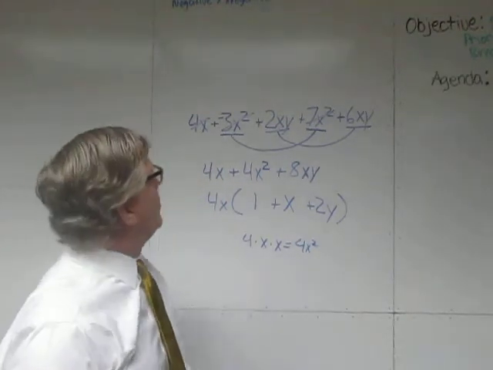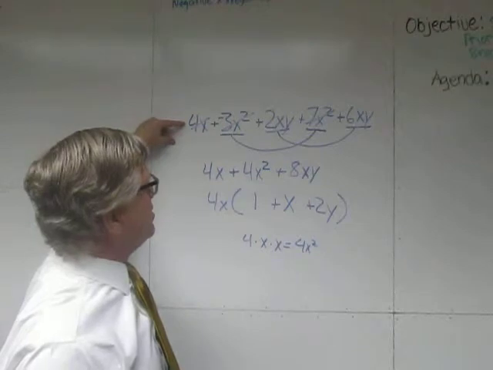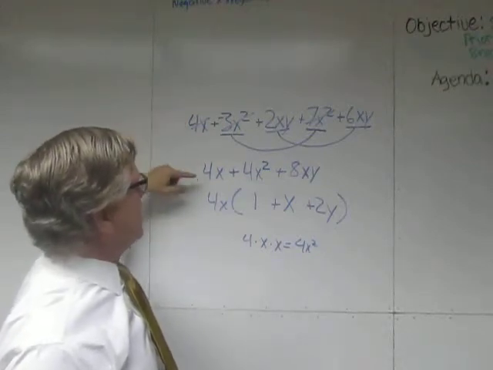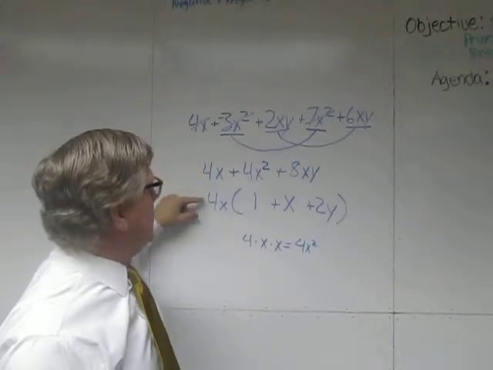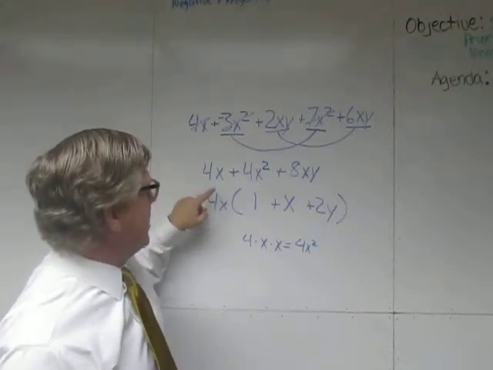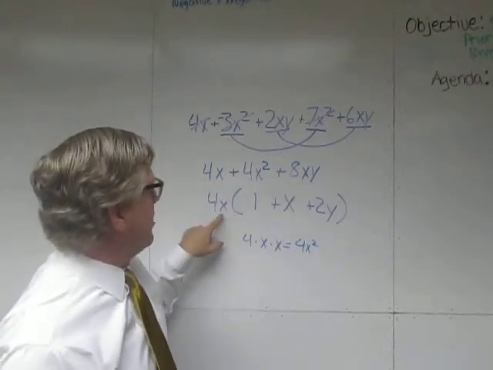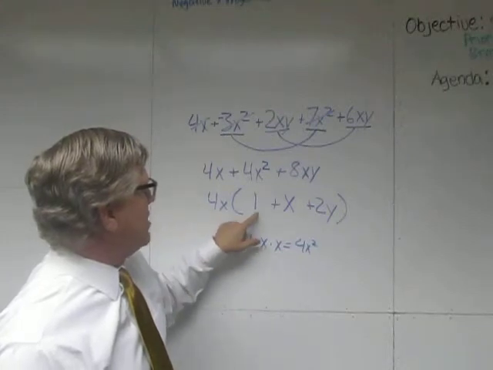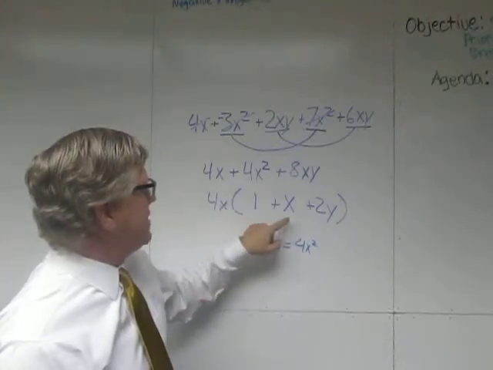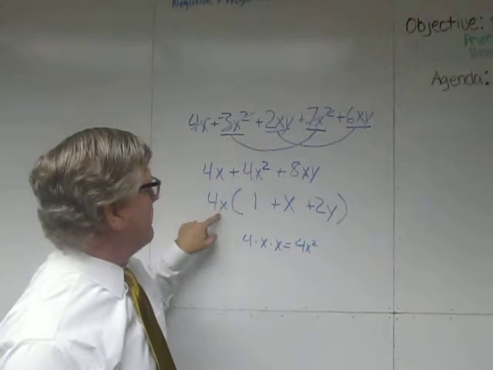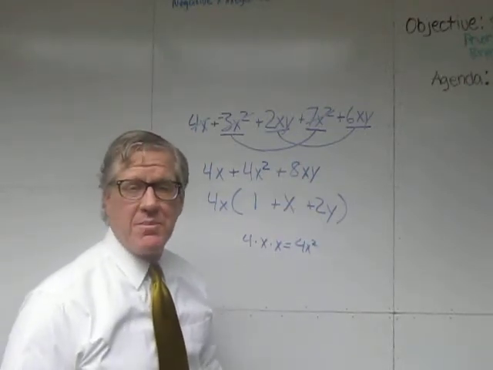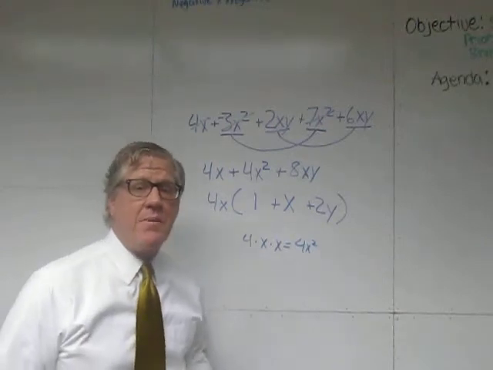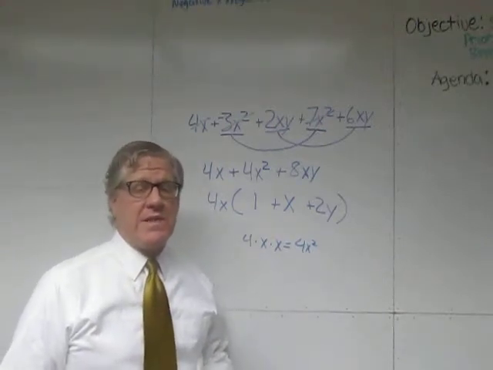That's it. We've gone from this expression up here to combining like terms, which we got right here, okay? Then we factored out a 4x out of each one of these terms and put it out here. 4x times 1 is 4x. 4x times x is 4x squared. 4x times 2y is 8xy. Okay? It's as simple as that. If you do it step by step, it really makes it pretty easy.